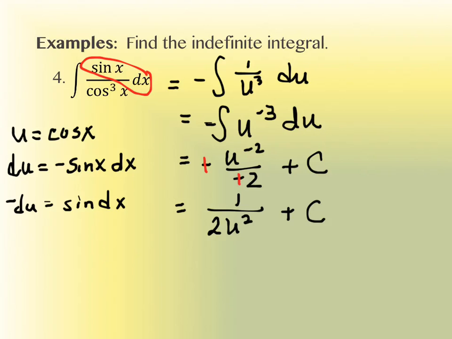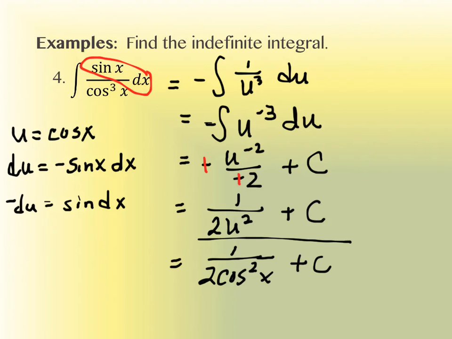And then the problem started out with x's, so it needs to end with x's. So this is 1 over 2 cosine squared of x plus c. Or if you want to put the cosine in parentheses or the squared on the outside, that's okay too. We have this.